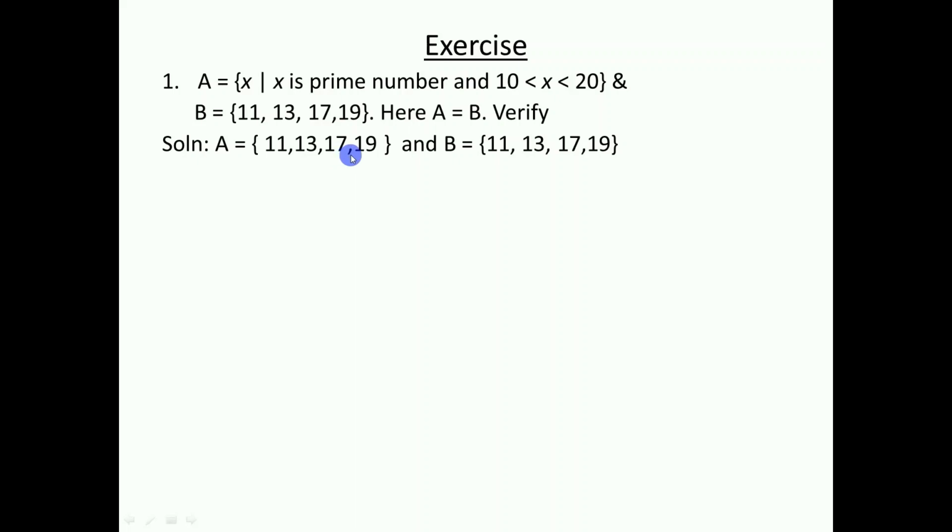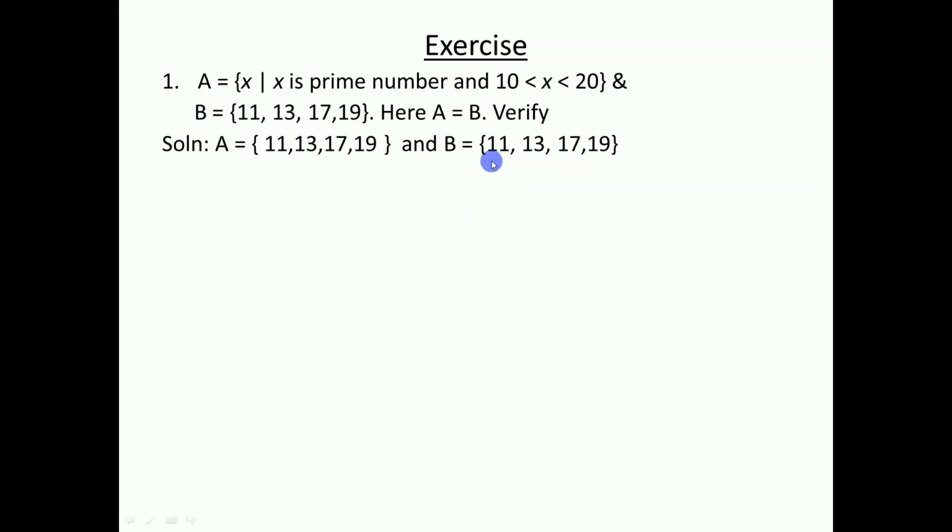18 we cannot consider because it goes in 2, 9, 6. Then comes 19. Now 19 is divisible only in its own table, the 19 table. So we can write 19. Further than 19 we cannot go because it is saying less than 20. Now the next set, which is set B, is already given. I have just copied it.